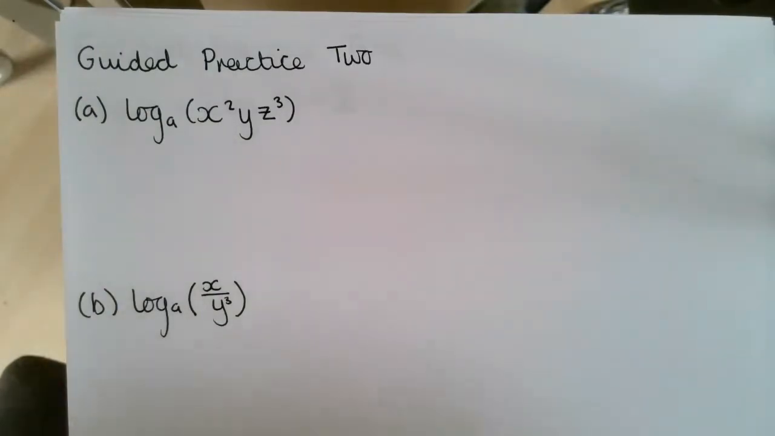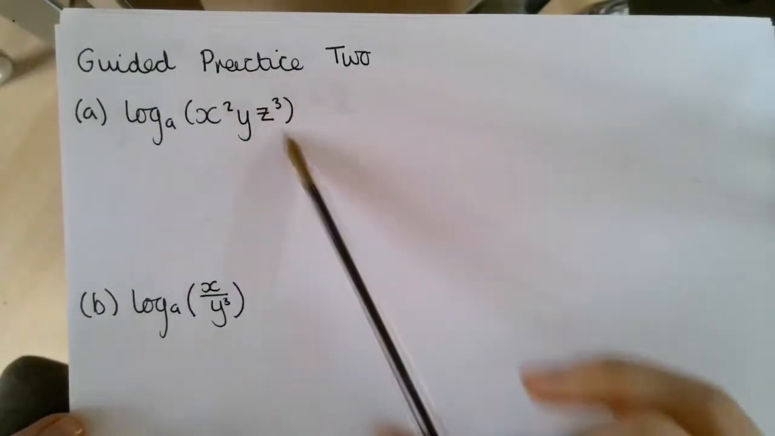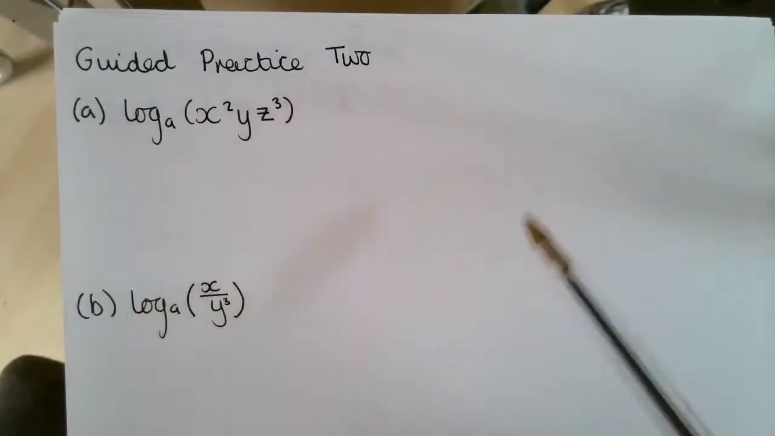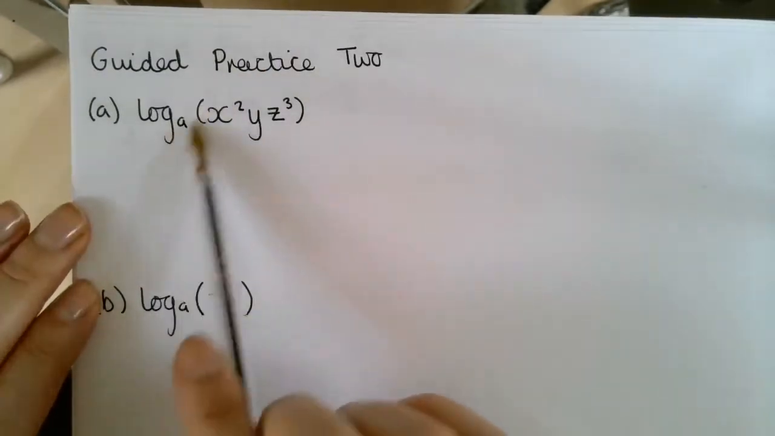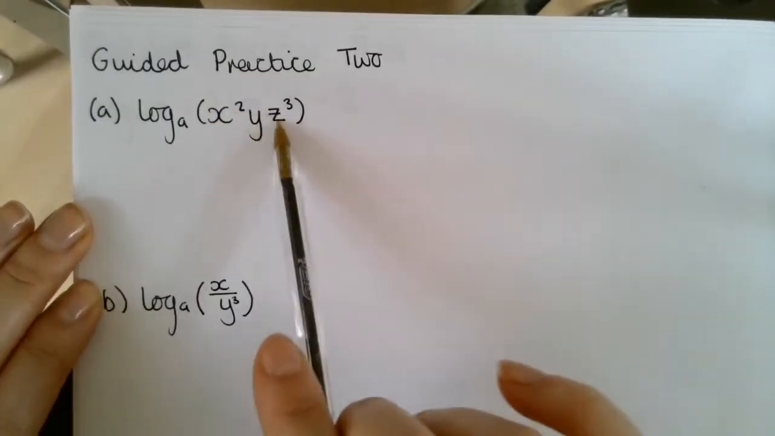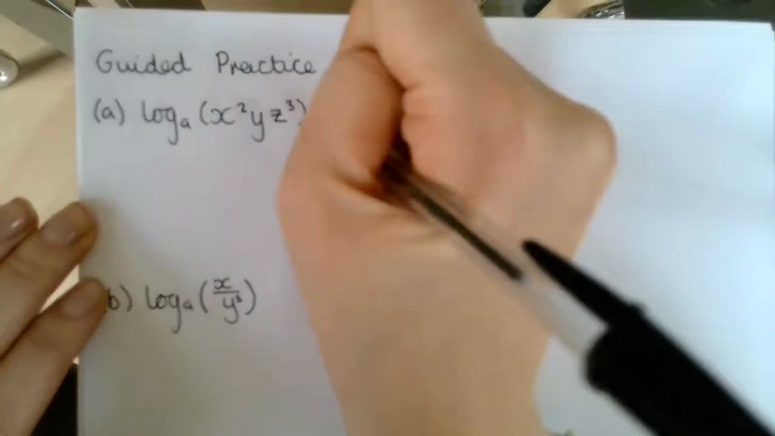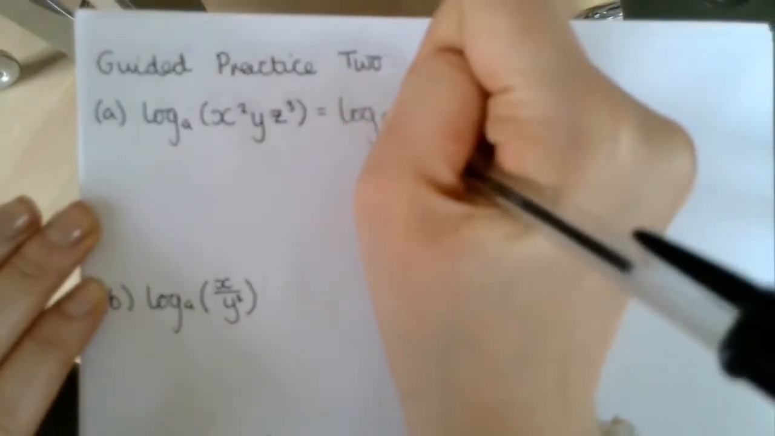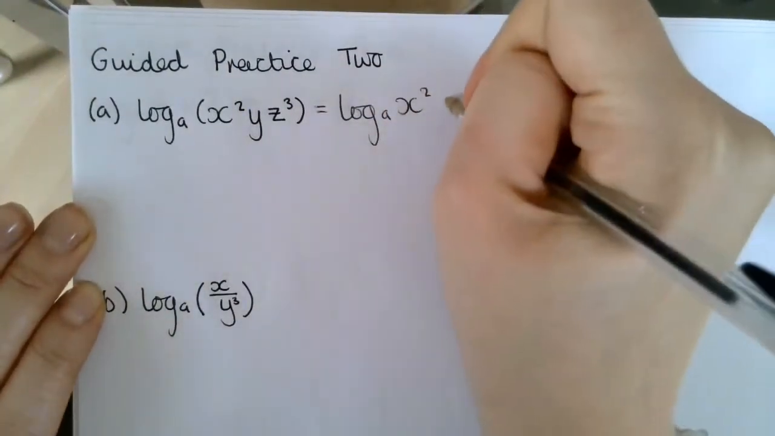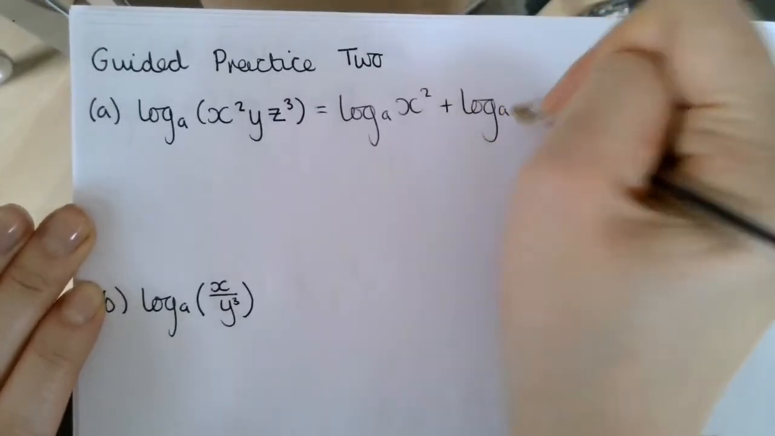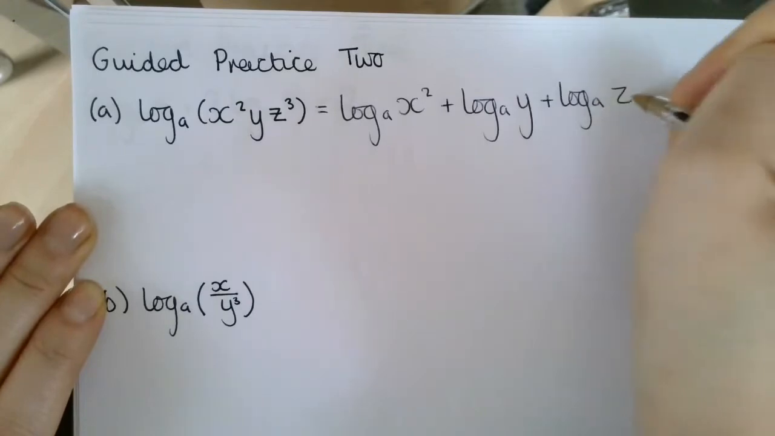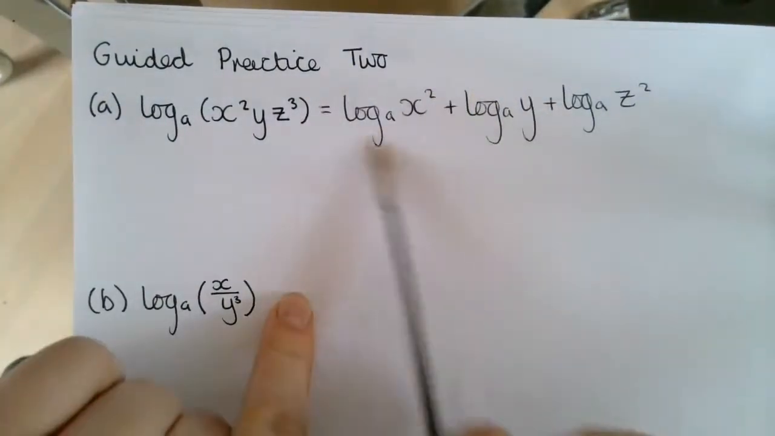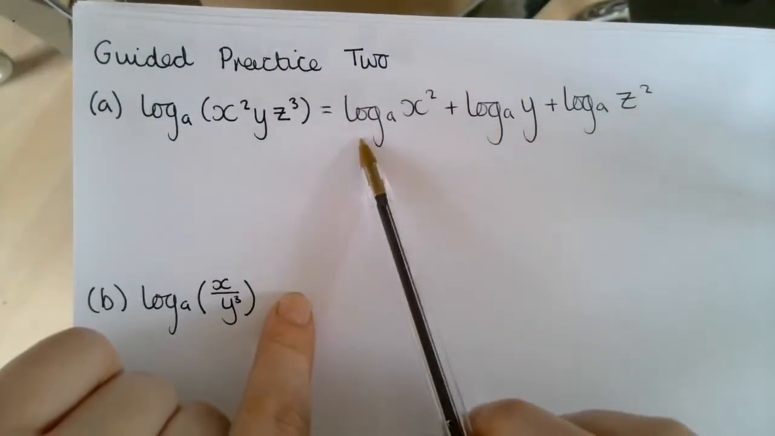We're now going to go the opposite way, so we're given single logarithms and we want to write them as separate logarithms, so sums of logarithms or subtractions. So if we've got log base a of x squared y z cubed, that is equal to log base a of x squared plus log base a of y plus log base a of z cubed, because we've got the multiplication law here with base a.